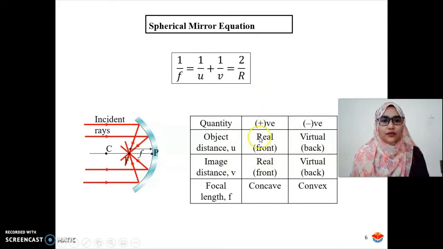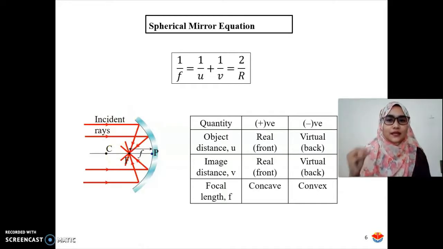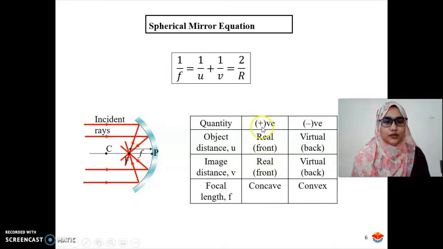Positive applies for real image and object. Okay, a real object or real image has a positive value, and negative means virtual. Remember that for a mirror, the light is reflected. Therefore, light came and then gets reflected, so an image formed on the left-hand side, in the same position where the object is, is real, positive. If your answer is negative, it means the image is formed virtually, which is at the back of your mirror. Okay, remember that.